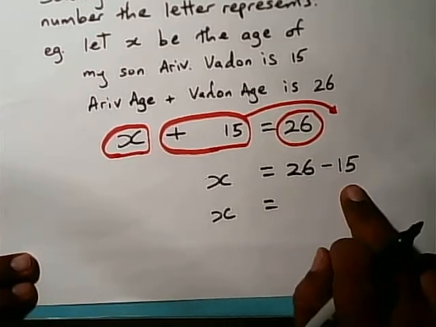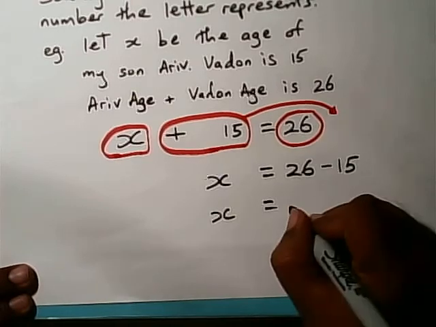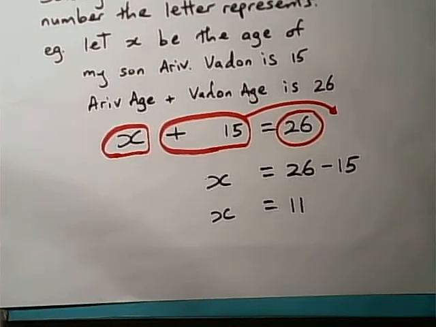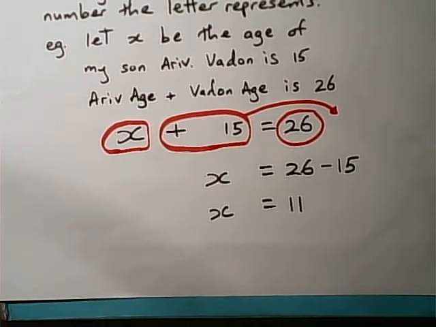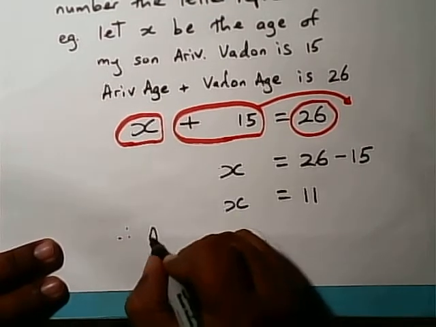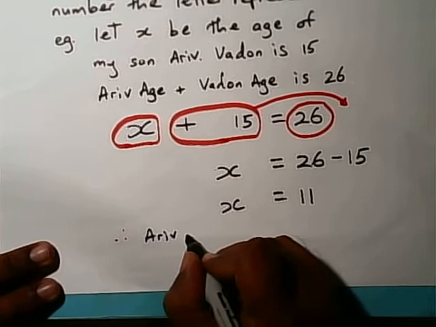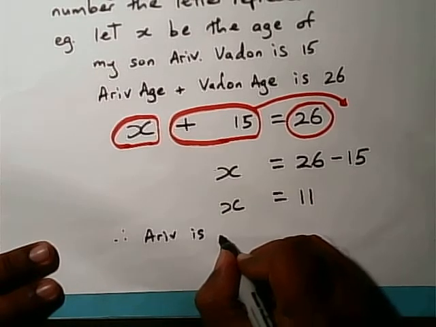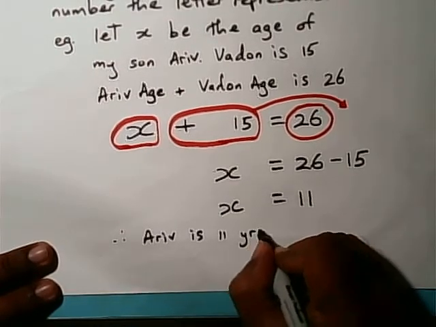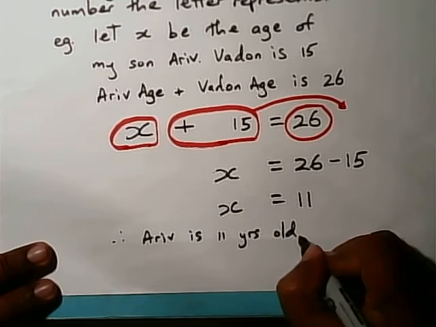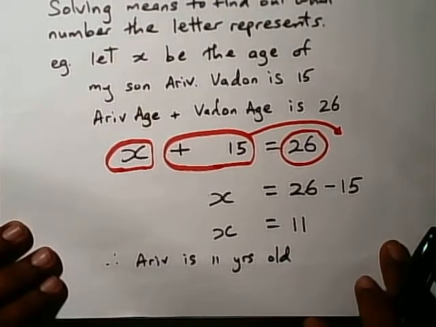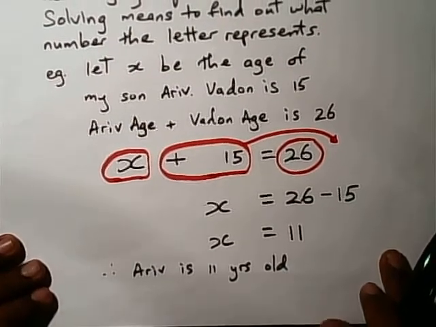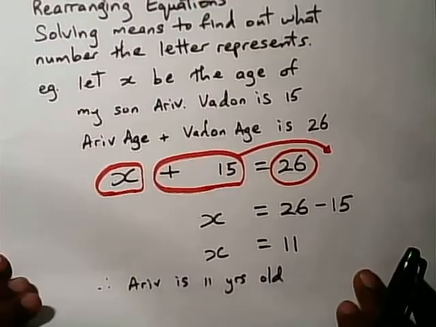26 take away 15 is 11. So that means Arif's age is 11. Therefore, Arif is 11 years old. You could always pause this video and copy it out.